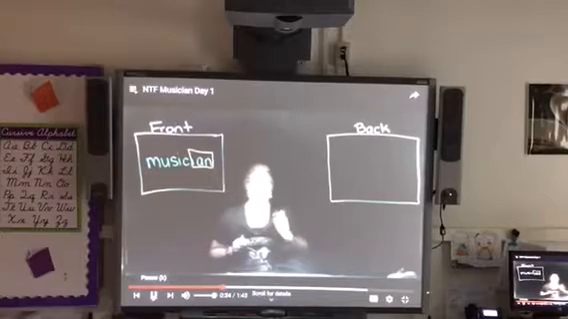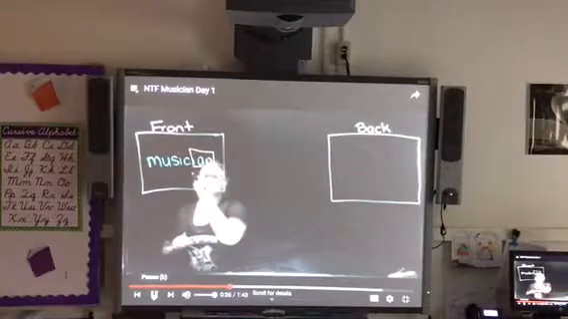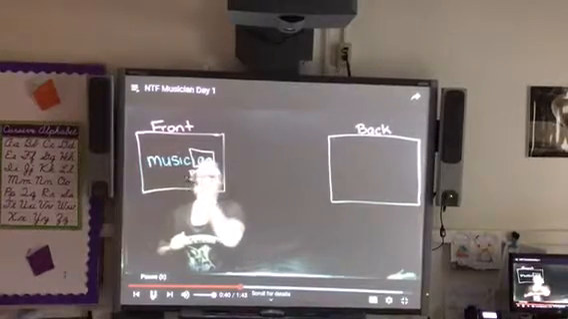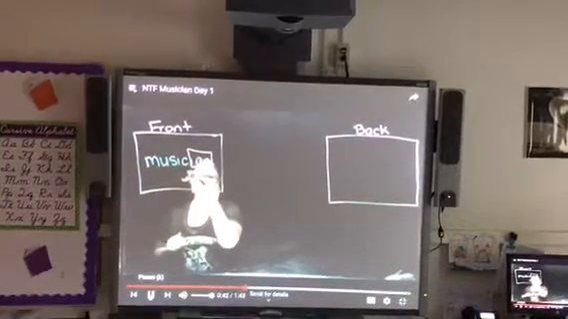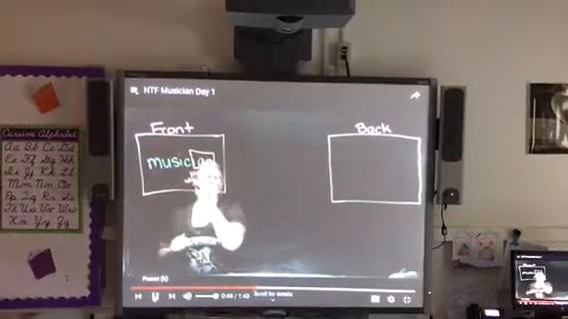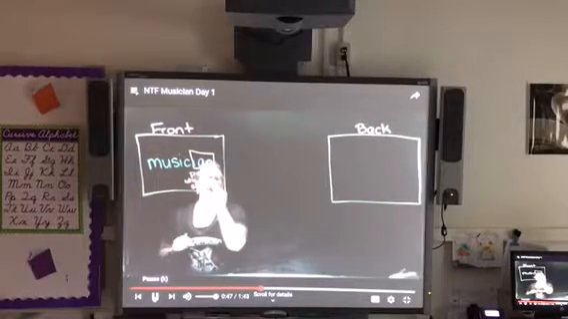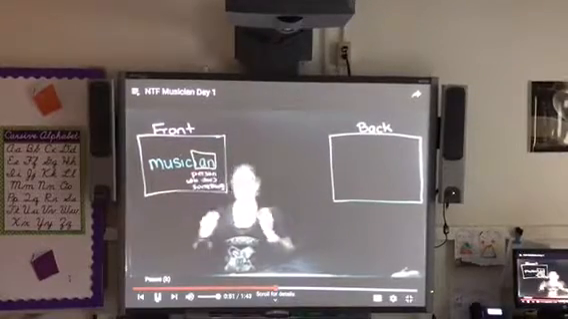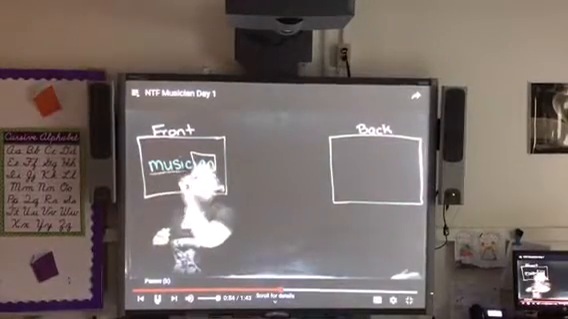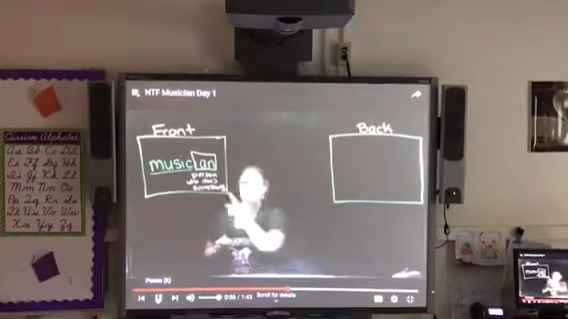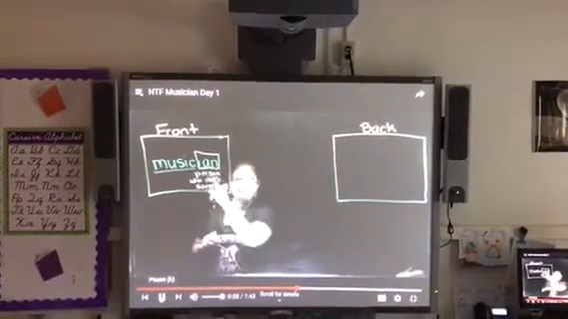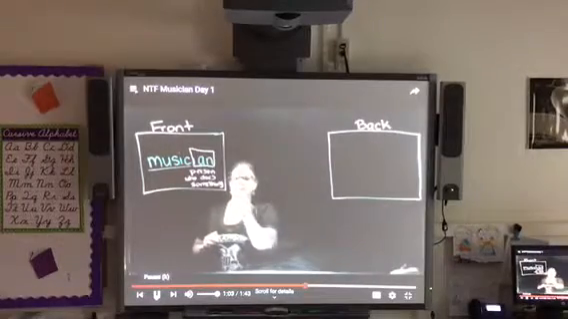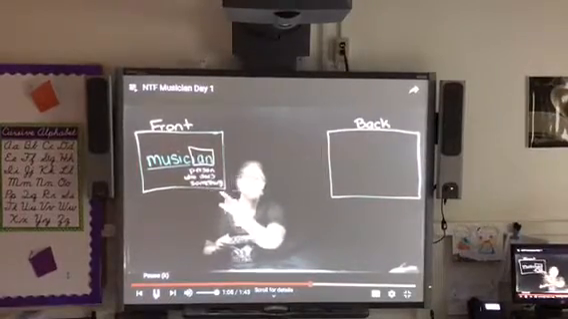I-A-N means a person who does something. So I want you to write under I-A-N, person who does something. Now we have our base word, which is music, or our root word, music. So we have music and I-A-N, person who does something. So musician would be a person who makes music.